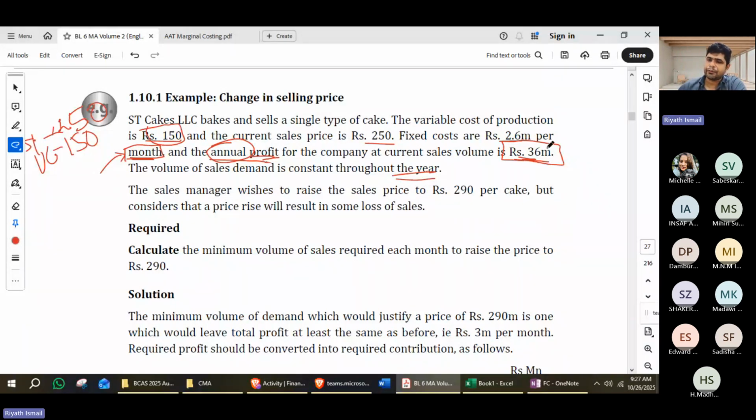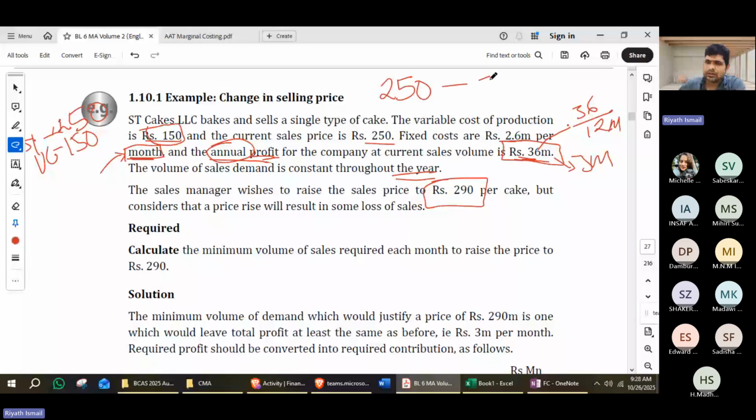When we convert this annual profit into monthly profit, 36 million should be divided by 12 months. Then monthly profit could be 3 million. 12 into 3, 36. So monthly profit 3 million, because here they gave us 2.6 million monthly fixed cost. The sales manager wishes to raise the sales price to 290. Now they are going to change the selling price from 250 to 290.